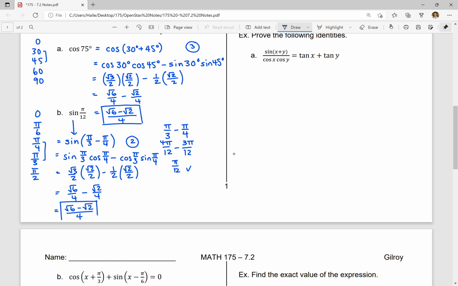You'll notice that we ended up getting the same answer as part A. And that's fine, even though these two angles were different. This might happen sometimes, but not all the time. So don't just assume that everything you do in this section is going to give you root 6 minus root 2 over 4. That won't happen. But hopefully this gives you an idea of how to expand using the sum and difference formulas.